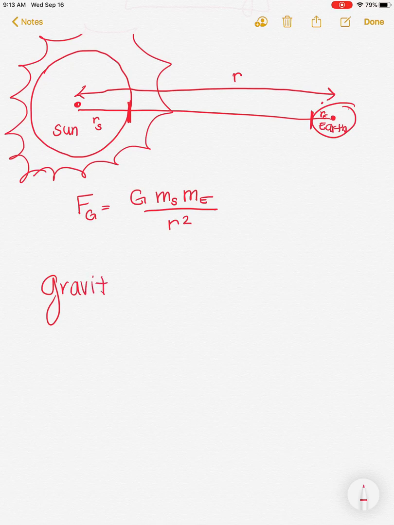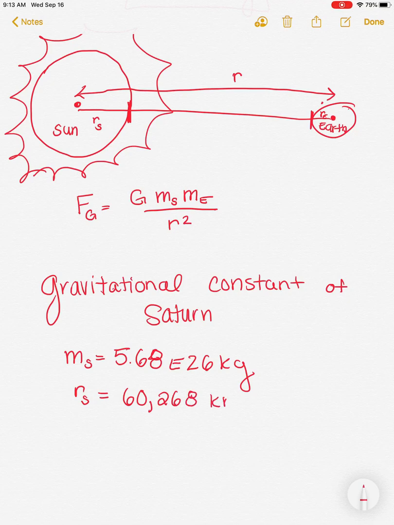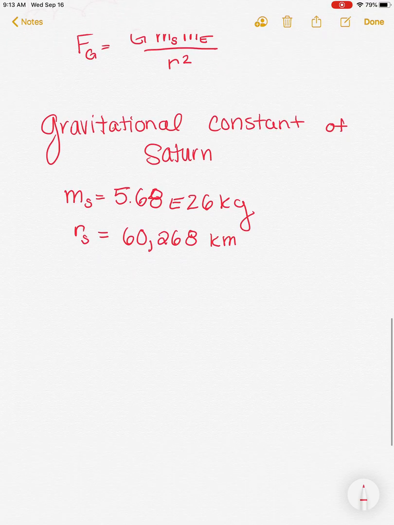If we wanted to find the gravitational constant of another planet, say Saturn, we need to know the mass of Saturn, which is equal to 5.68 e to the 26 kilograms, and the radius of Saturn is 60,268 kilometers, which we need to convert to meters.